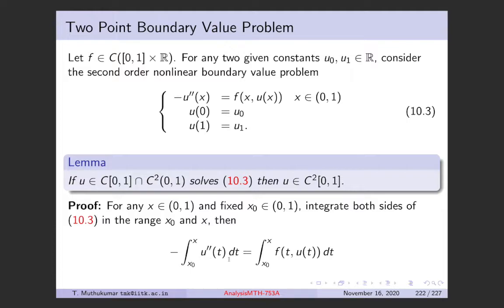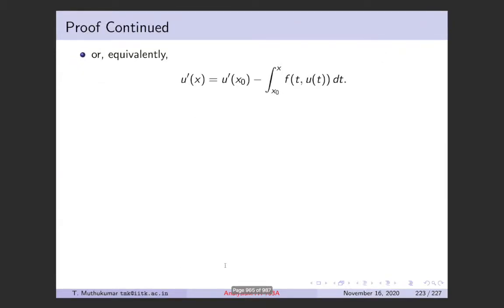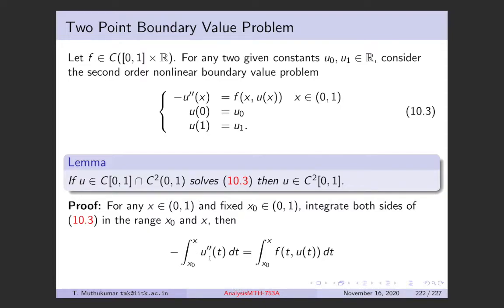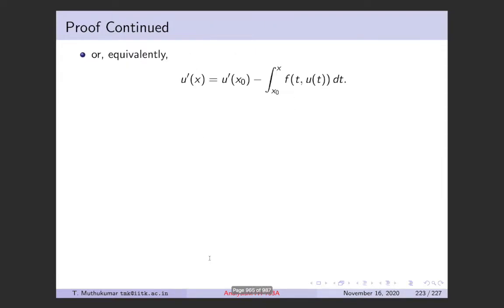So you have this integral equation. If you integrate this ODE in the range x naught to x, right? Now from the fundamental theorem of calculus, that equation actually becomes u prime, because you're integrating u double prime here. So you actually get u prime of x equal to u prime of x naught minus this. Okay, so whatever the integral equation is, it is equivalent to this.